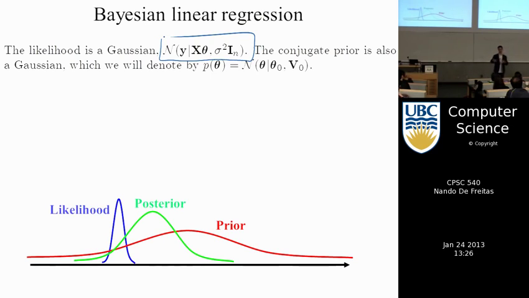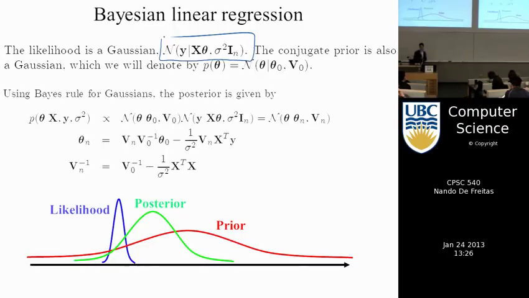At the end of the exercise I will show you that if you make theta naught equal to 0, and if you make v naught a diagonal matrix, you get ridge regression. So the Bayesian framework will subsume, in this case, maximum likelihood, and it will also subsume ridge regression. It's a more general framework. However, instead of just computing a single theta, what we will compute is a distribution over the thetas. Okay? So we're going to compute a posterior distribution.